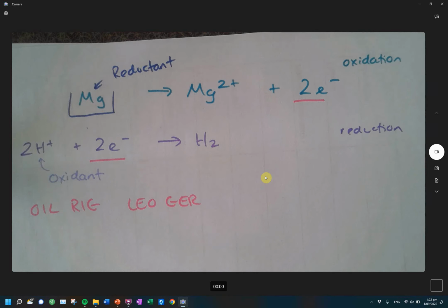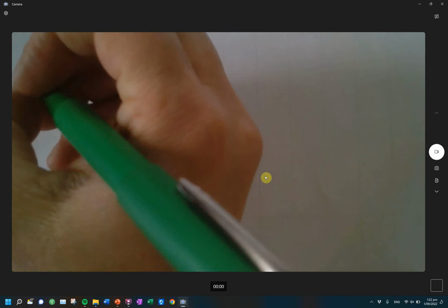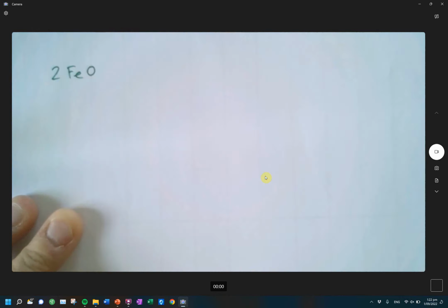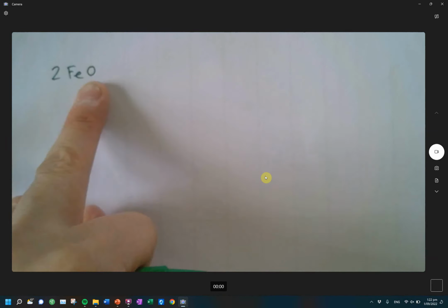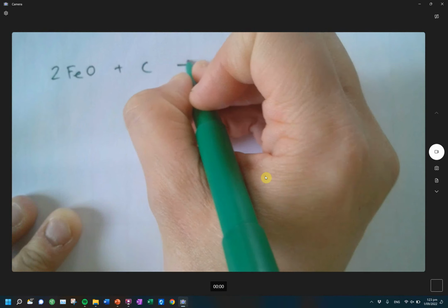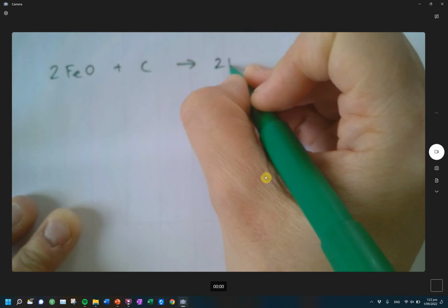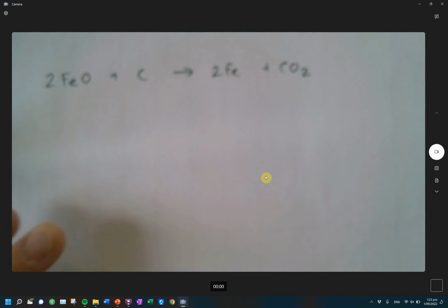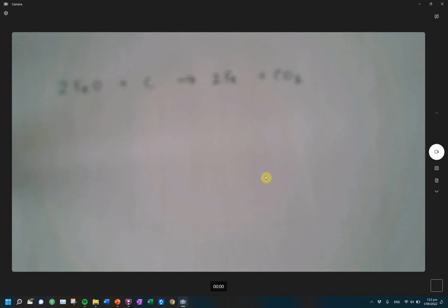So for example, I could have the following equation. 2FeO, so that's iron oxide, plus carbon makes iron, Fe, and carbon dioxide. So that's my equation there. Let me just focus it back in again. Come on, you can do it. You can do it. There we go.